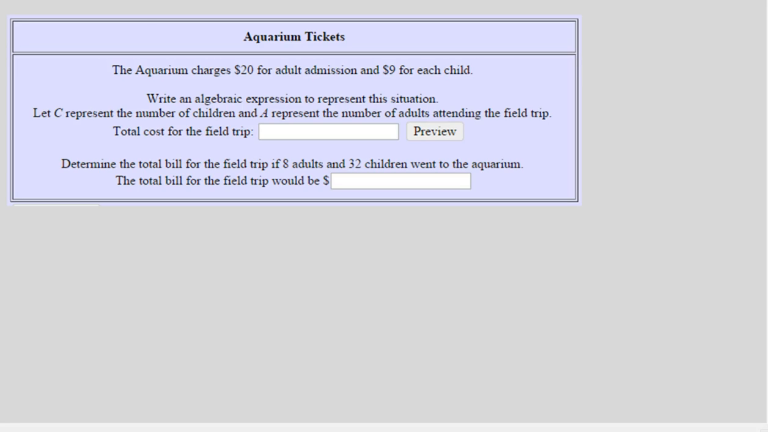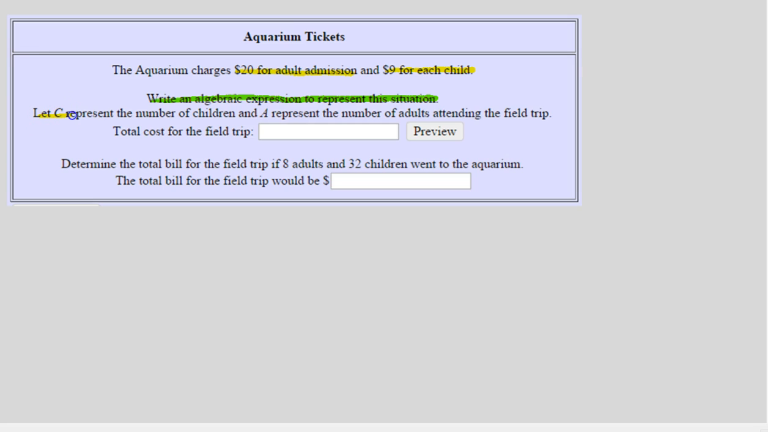Let's begin by reading through the problem and highlighting all the important information. So this one is on aquarium tickets. The aquarium charges $20 for adult admission and $9 for each child. Okay, now we're being asked to write an algebraic expression to represent the situation below. So this is what we're being asked to do.